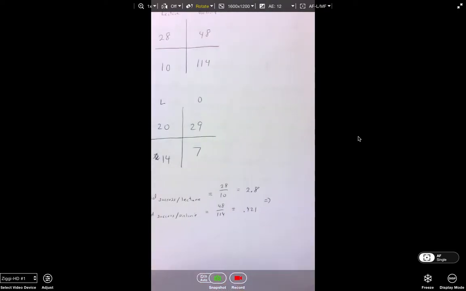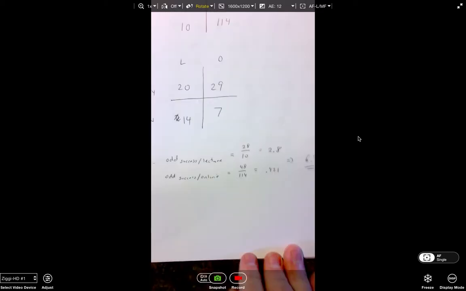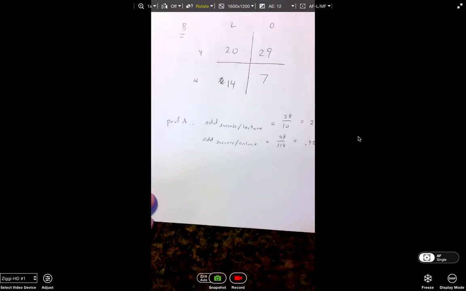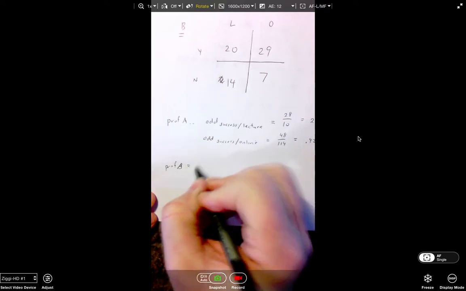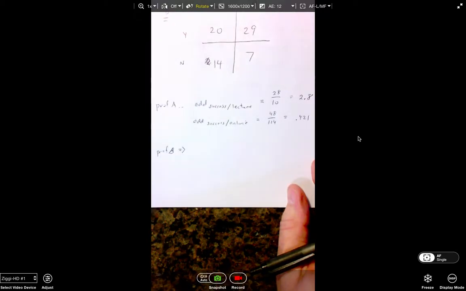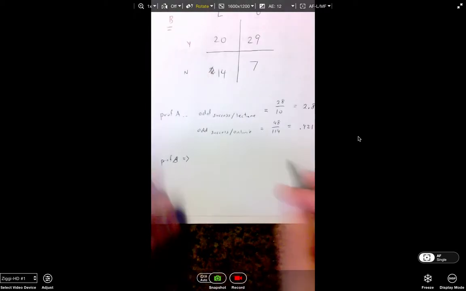So guys, when we have 2.8 divided by 0.421, yeah, we get the 6.7 that we saw before. So the odds of success for Professor A lecture are 6.7 times higher. So yeah, this is making a lot of sense. Okay. Now, Professor B, which we have right here.